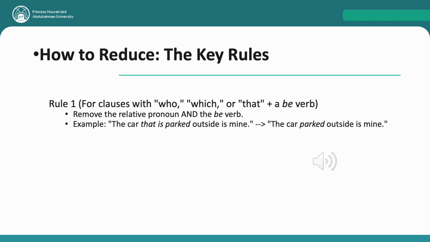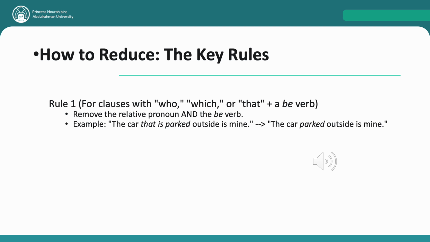All right, let's get into the rules. We're going to focus on two main situations where you can reduce adjective clauses. Rule 1, who, which, that, plus a be verb. This rule applies when your adjective clause starts with who, which, or that, and it includes a form of the verb be, like is, are, was, or were. To reduce in this case, it's easy. Remove the relative pronoun, who, which, or that, and also remove the be verb.